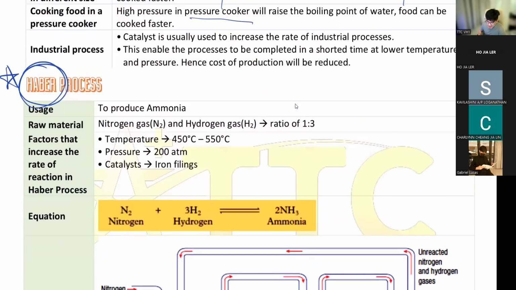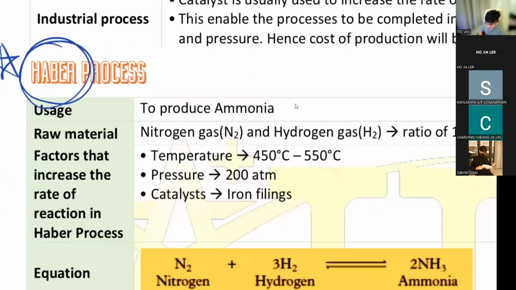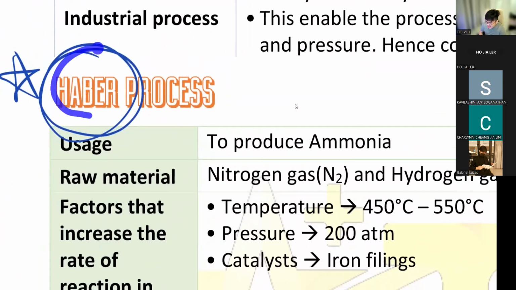So guys, what is the Haber process? Remember this guy? I mentioned him 2 chapters ago. Do you remember him? The founder of something, yes. Do you remember what the big circle and the small circle are? What is the cycle called?